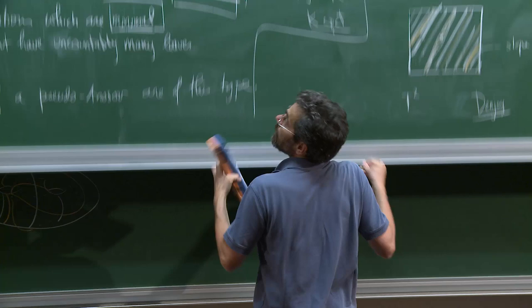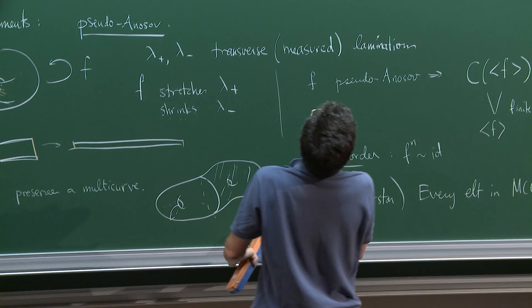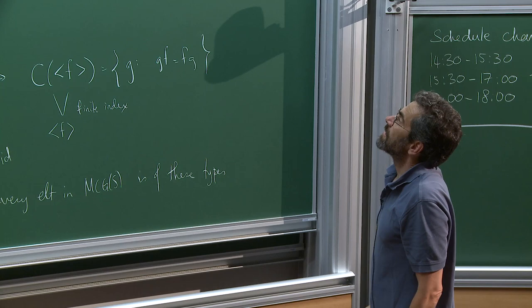Yeah. You said you have to look carefully to get the one punctured torus, but what do you need to be careful about? When did I say you have to be careful? In this picture, the ideal square where you... Oh, yeah, that's a good question.